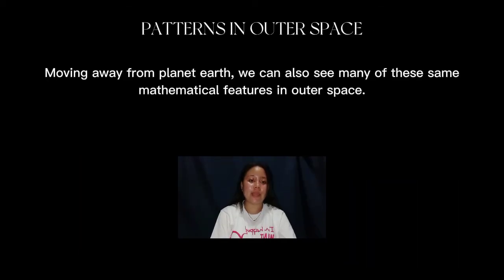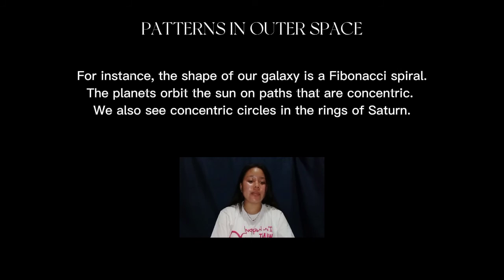Patterns in outer space. Moving away from planet Earth, we can also see many of these same mathematical features in outer space. For instance, the shape of our galaxy is a Fibonacci spiral. The planets orbit the Sun on paths that are concentric. We also see concentric circles in the rings of Saturn.